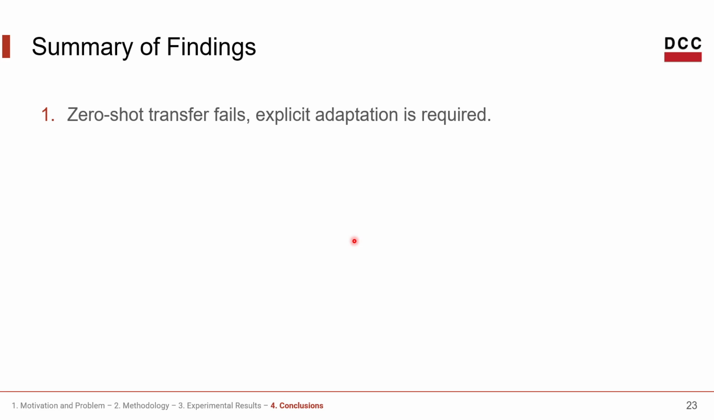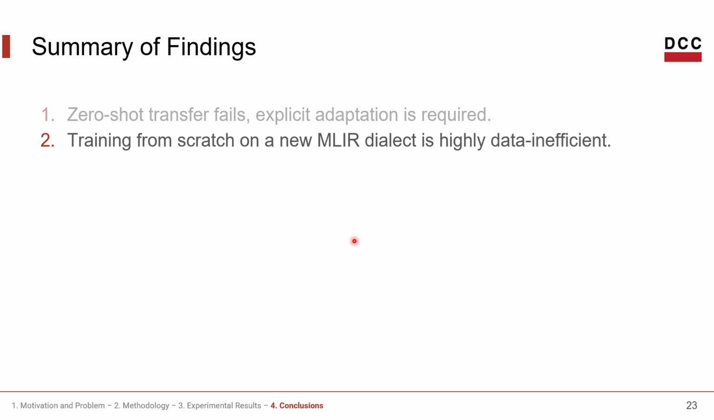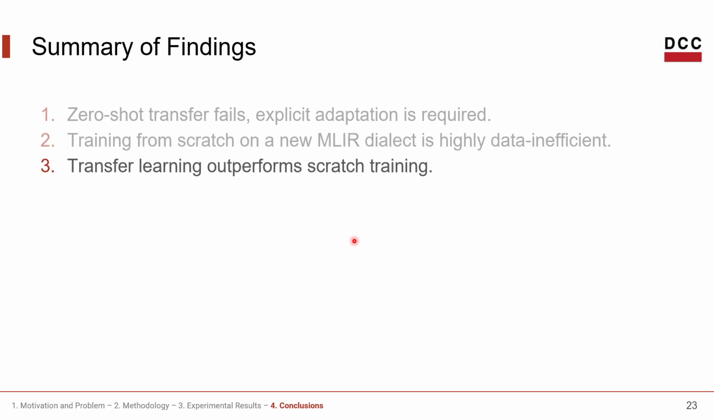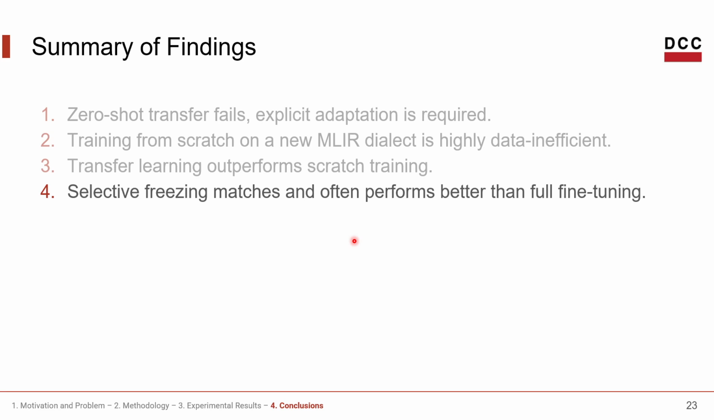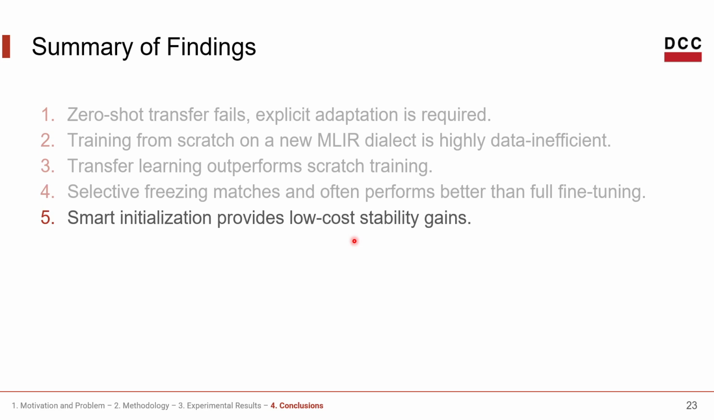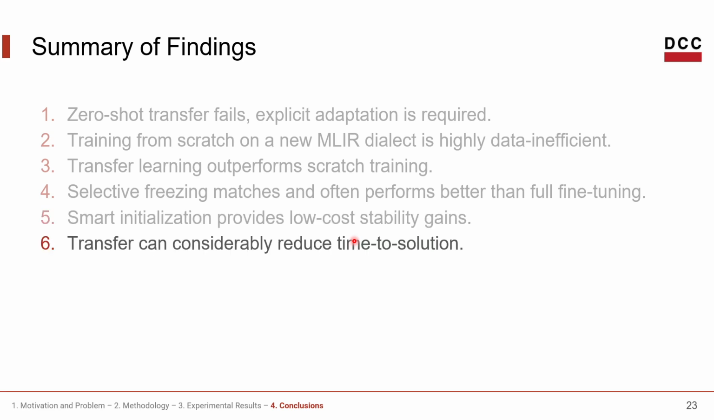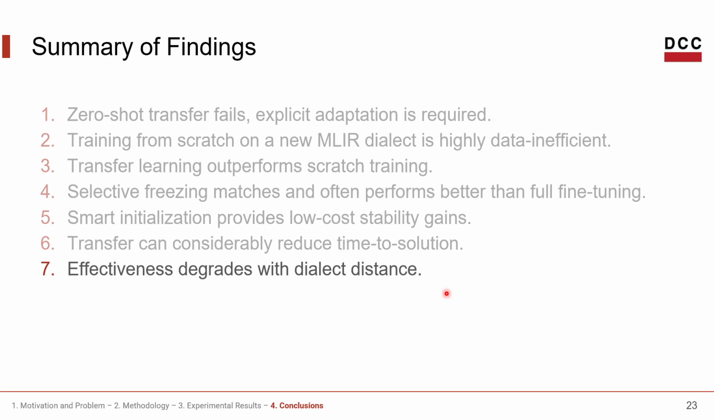So a summary of findings, which are related to each research question. The first one is that zero-shot transfer fails and explicit adaptation is required. The second one is that training from scratch on a new MLIR dialect is highly data inefficient. Third is that transfer learning outperforms scratch training. Fourth is that selective freezing matches and often performs better than full fine-tuning. Fifth is that smart initialization provides low-cost stability gains. Sixth is that transfer can considerably reduce time to solution. And seven is that the effectiveness of transfer degrades with dialect distance.